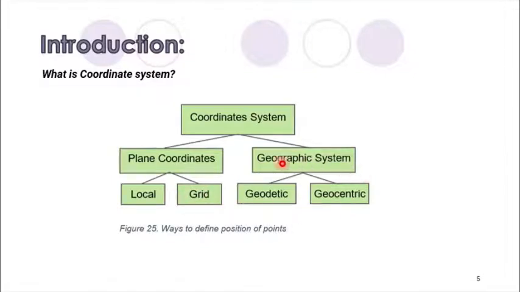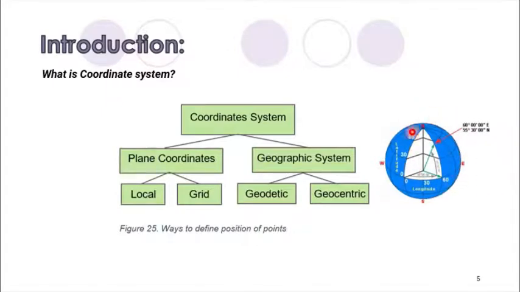The geographic system can be divided into geodetic or geocentric systems. Geocentric, from the word center, means the center or origin of the coordinate system is at the center of the Earth. Geodetic is a different term, a different way. As I have said, you will learn that sooner or later.